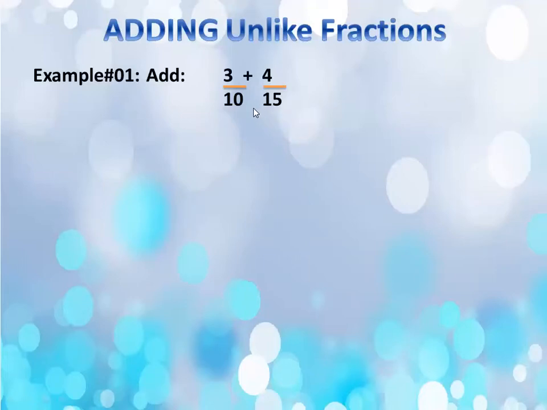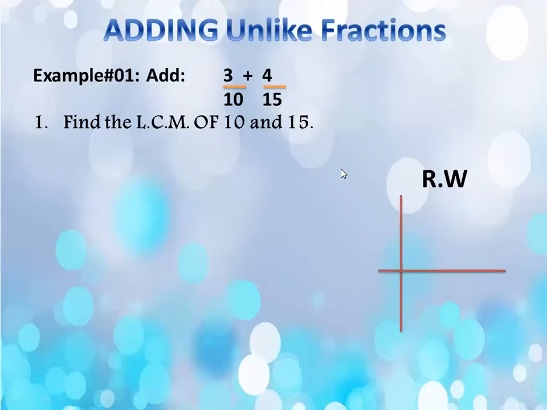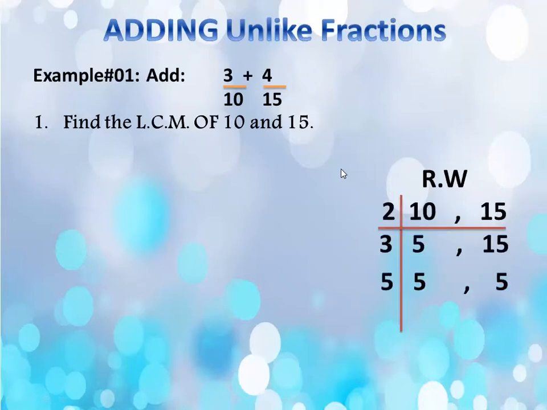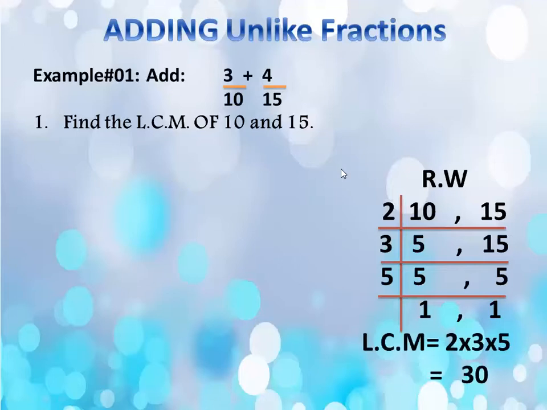So what you have to do, you have to find out the LCM to add them. Since their denominators are different, you cannot add them. So you will make their denominators common by taking the LCM of 10 and 15, and I think this method is very clear to all of you. I'm not going to explain this topic.